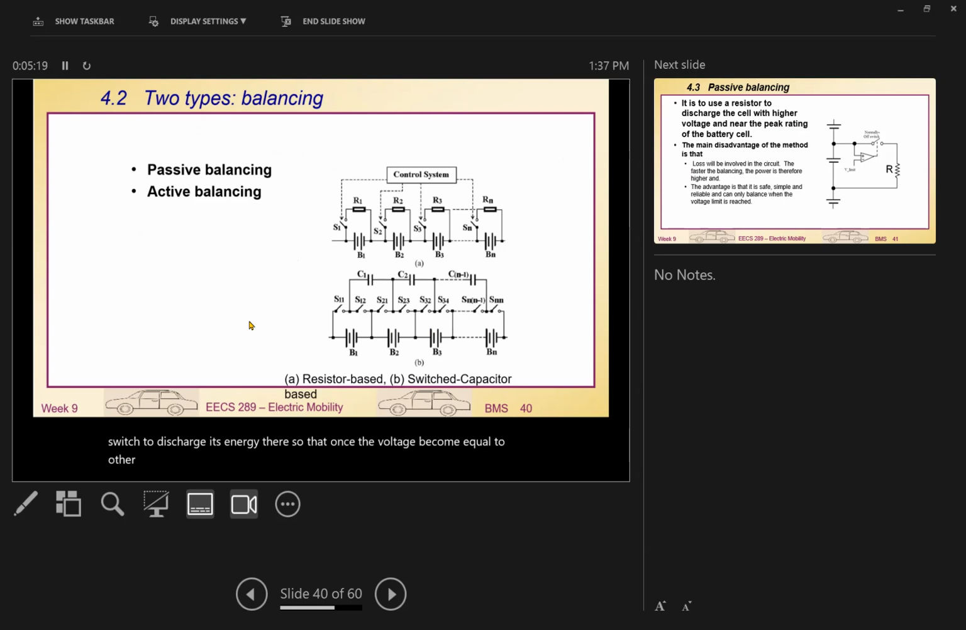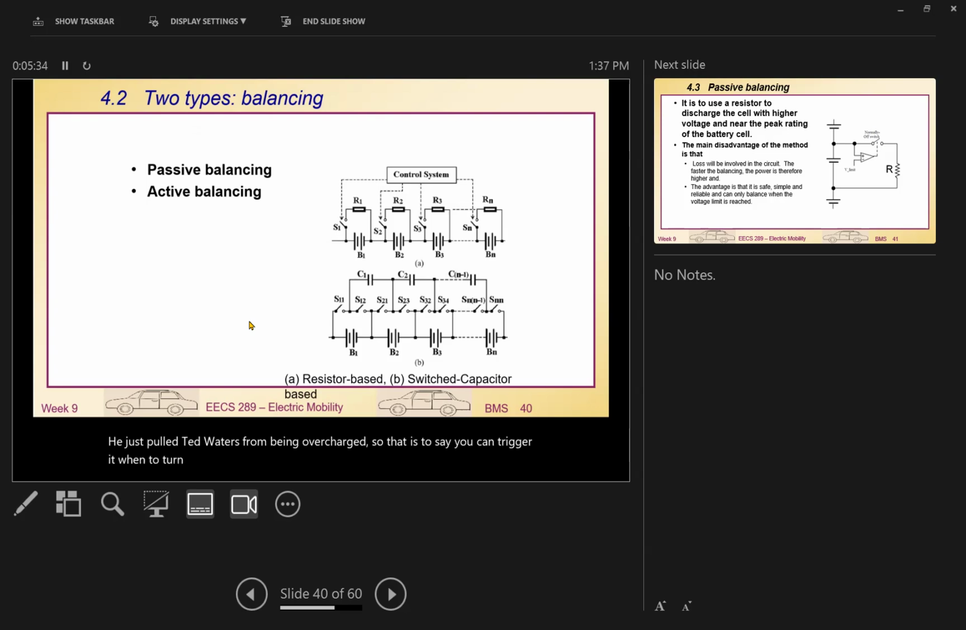Obviously, you can see that this method is so-called passive, because it's using the energy dissipation. It's not really balancing. It just protects the voltage from being overcharged. So that is to say, you can trigger when to turn it on.